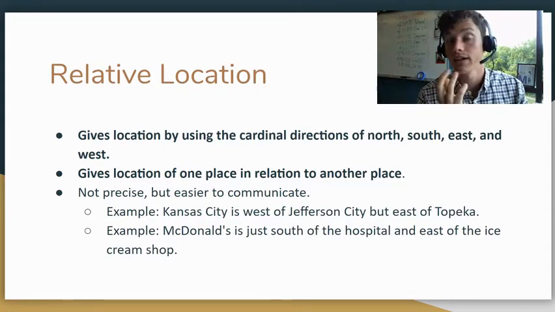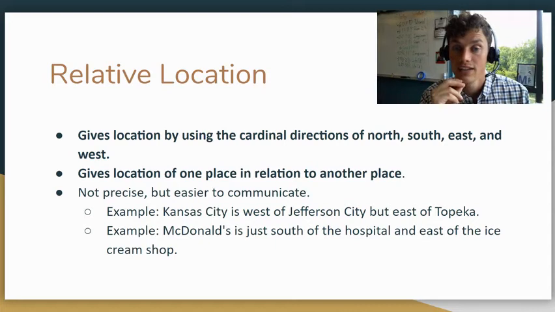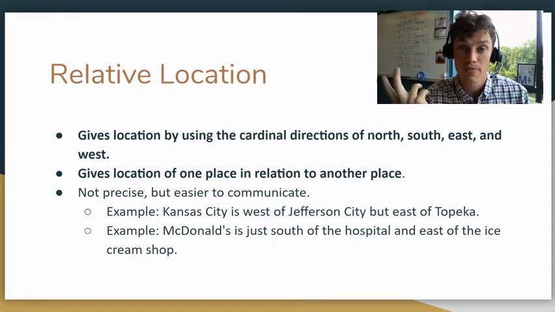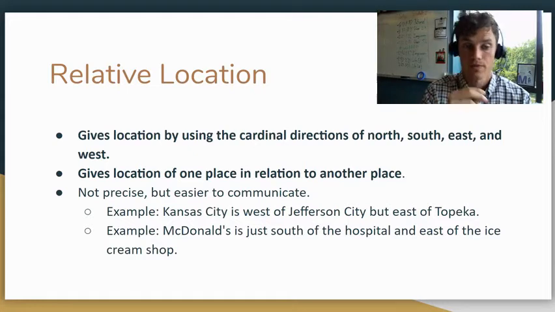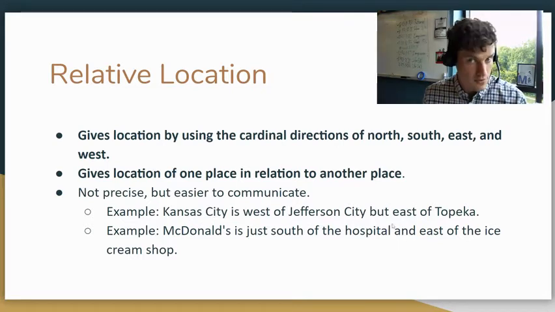All right, you want to go to Sonic? You have to go down 51st, and once you see the QuikTrip, it is to the west of QuikTrip. Okay, it gives location by using the cardinal directions of north, south, east, and west. Remember, north, east, south, west. North is this direction, south is this direction, east is this direction, west is this direction. So for example, Kansas City is west of Jefferson City, but east of Topeka. Okay, McDonald's is just south of the hospital and east of the ice cream shop.